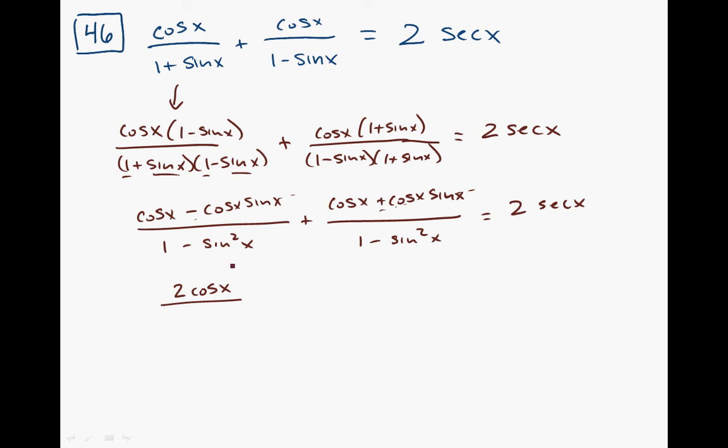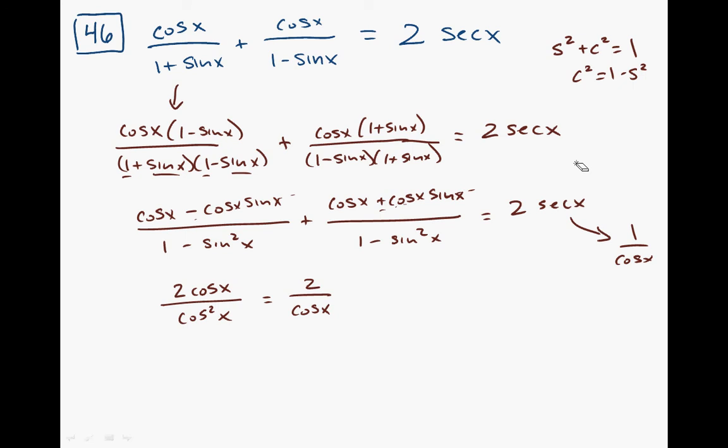And then the denominator, 1 minus sine squared, Pythagorean identity, right? Because sine squared plus cosine squared equals 1. So 1 minus sine squared is going to be cosine squared. Fill it in. All right, and then 2 secant x, let's make that 2 over cosine x, right? Because secant x is the same thing as 1 over cosine x. So we can make that substitution in.